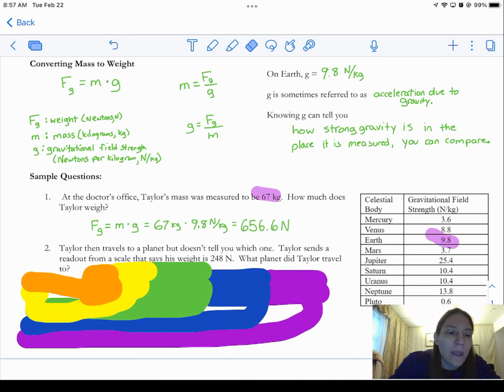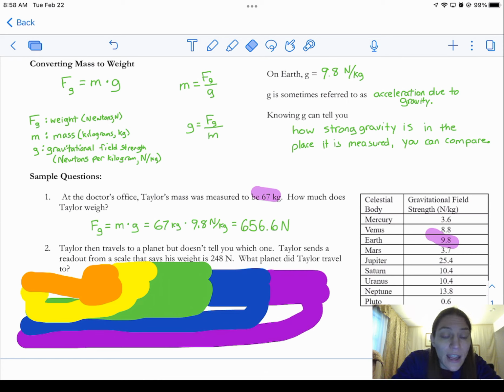Okay. The next question: Taylor then travels to a planet, but he doesn't tell you which one. Taylor sends a readout from a scale that says his weight is 248 newtons. So his weight has gone down to 248 newtons. So he's not at Jupiter or Saturn or Uranus. Those numbers are higher than the 9.8. So it's definitely not those. Okay. What planet did Taylor travel to? You see what I did there? I was able to compare.